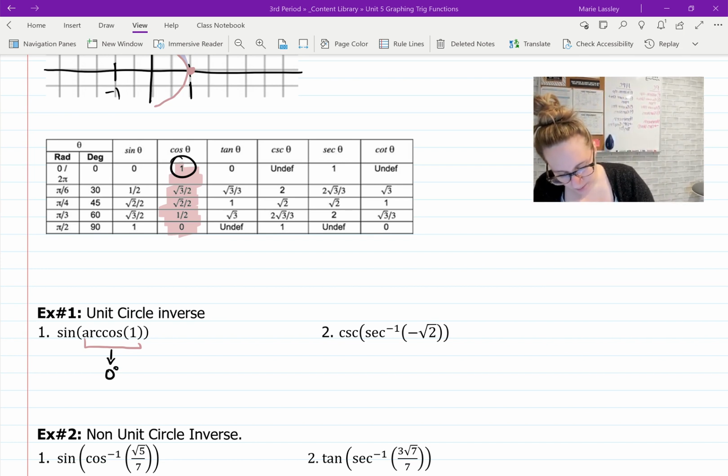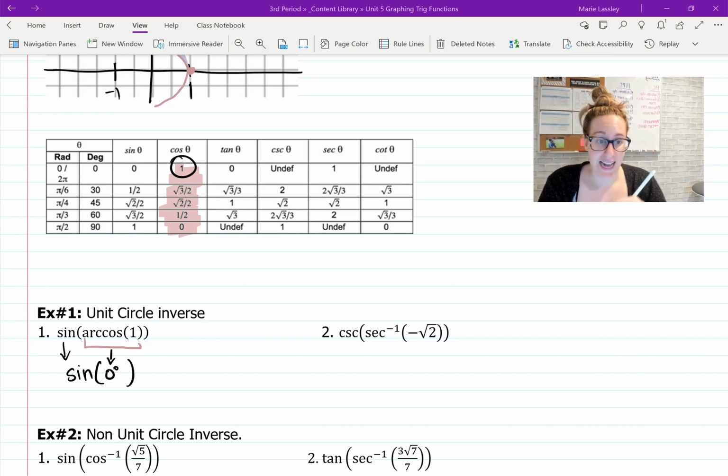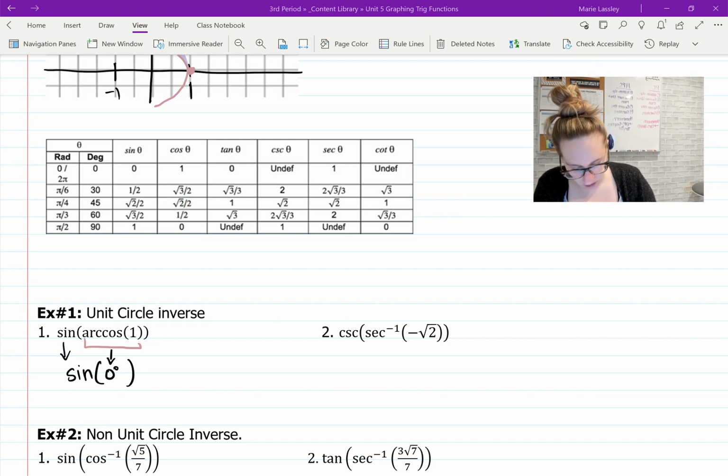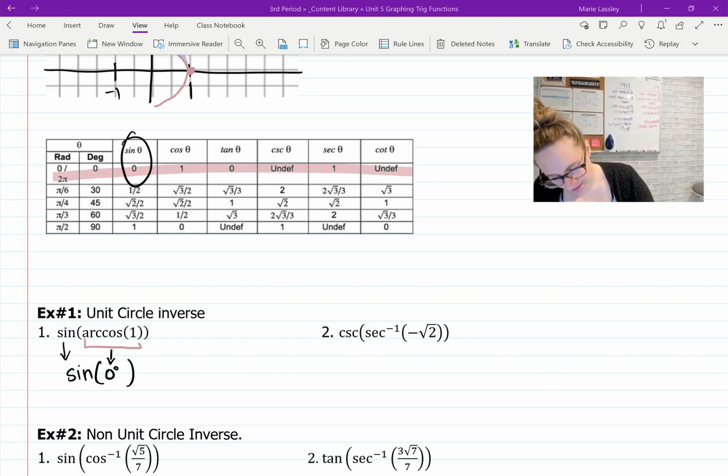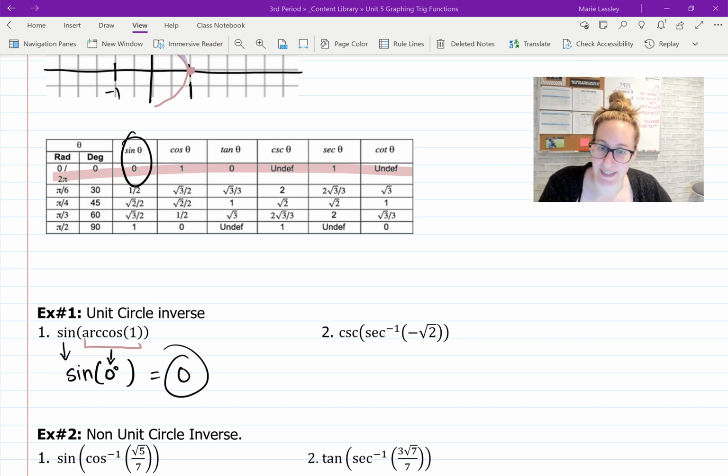So now we need to do the other part of the problem. So we're bringing down the sine. And this is just asking a normal straightforward trig question. What is the sine of 0 degrees? So you can go to the 0 degree row, right? All right. So now we're at the 0 degree row and we want to know what is the sine of that angle, which is 0. So ultimately the answer is 0. That is our final answer. All right, moving on to our next one.